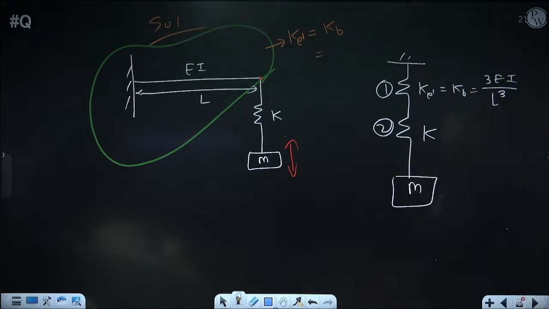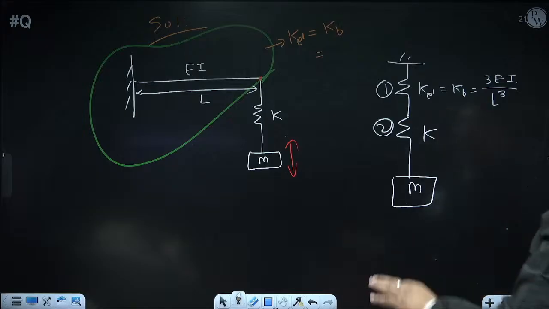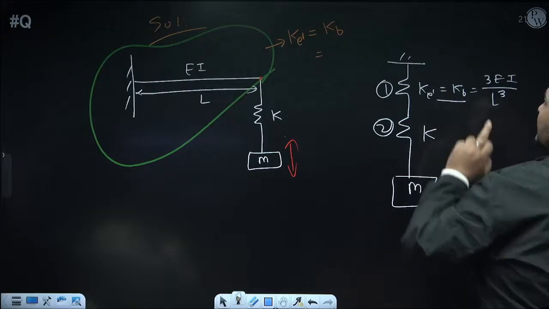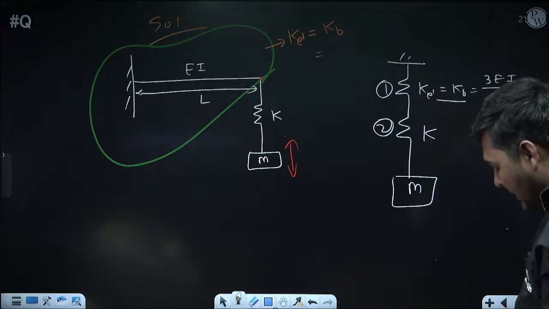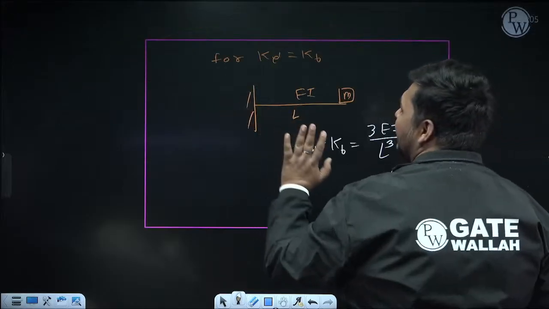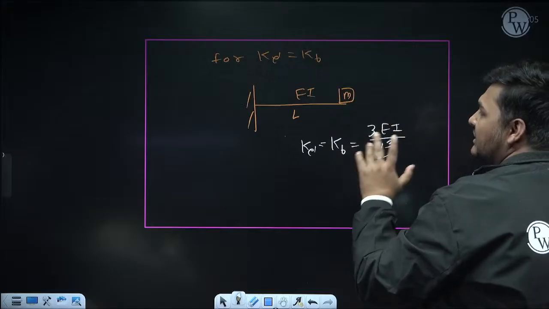Okay. Now you can easily calculate K equivalent. But here the most important part was the calculation of KB. For the KB calculation, you need not draw this diagram separately. I explained this only for understanding. You can do this in your mind.